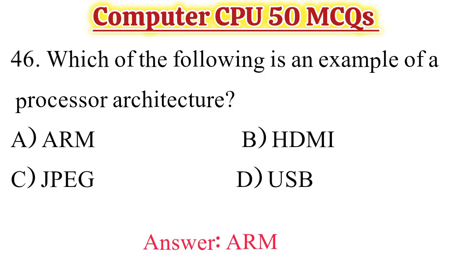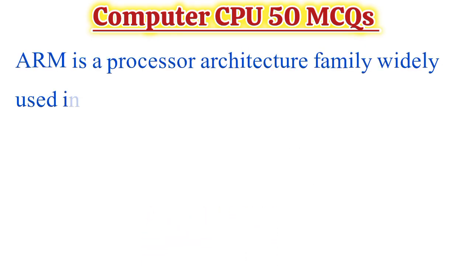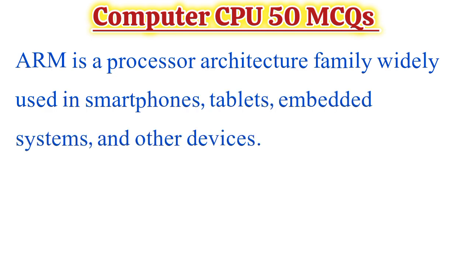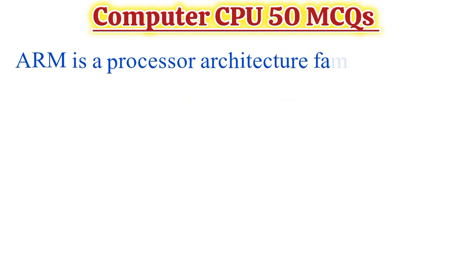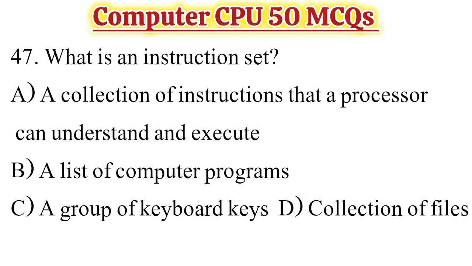Answer: ARM. ARM is a processor architecture family widely used in smartphones, tablets, embedded systems, and other devices. 47. What is an instruction set? A. A collection of instructions that a processor can understand and execute. B. A list of computer programs. C. A group of keyboard keys. D. A collection of files.